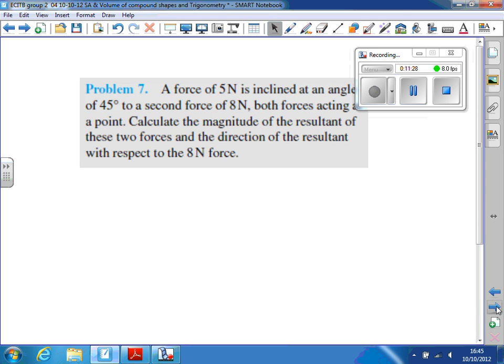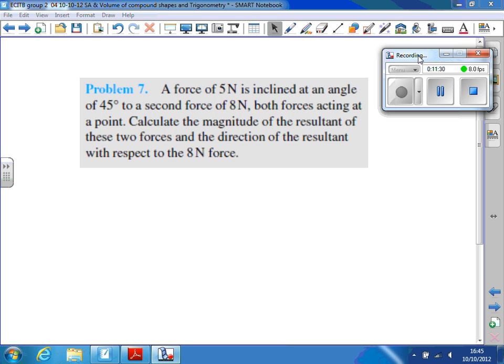Let's look at this one. A force of 5 newtons is inclined at an angle of 45 degrees to a second force of 8 newtons. Both forces acting at a point. Calculate the magnitude of the resultant of these two forces and the direction of the resultant with respect to the 8 Newton force. With respect to the 8 Newton force means that that's going to be our guideline, our start point, and we want to know what's the angle of the 5 Newton force with respect to that.